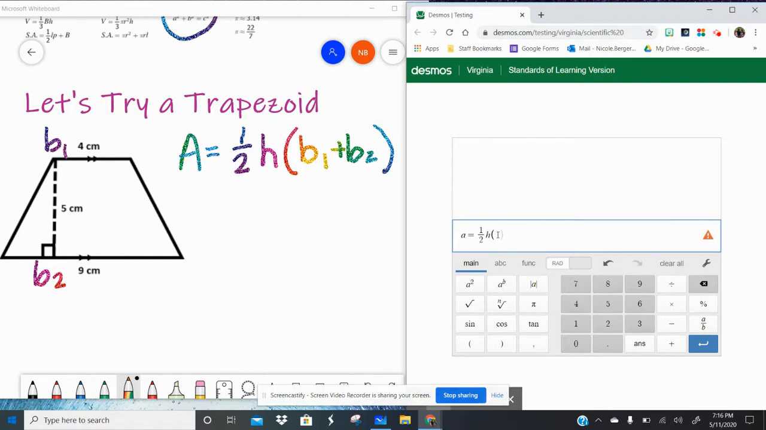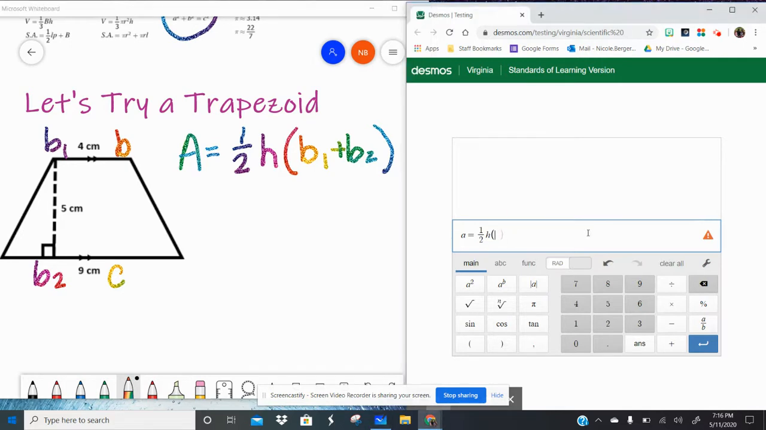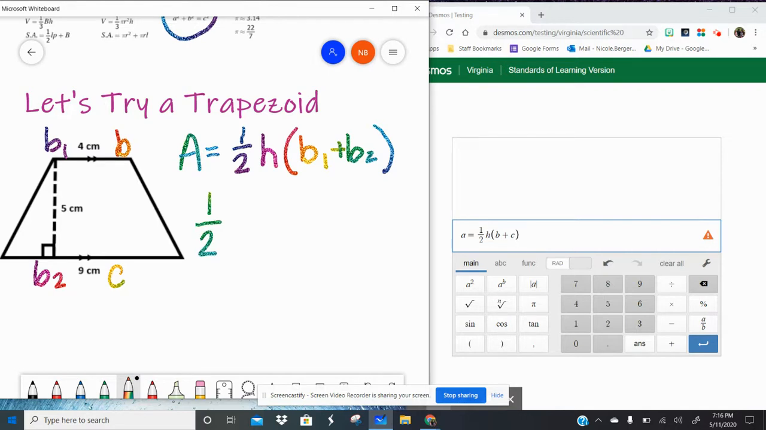Now here's where it gets tricky. I can't type in B1 and B2. So I'm going to make this one B and I'm going to make this one C, right? It doesn't really matter, but I'm going to make them two different variables. So over here on my calculator, I'm going to do B for B1 plus C for B2. So if I were to work this out longhand, I rewrite the formula and I plug in what I know. 1/2, the height is 5, parentheses, B1 was 4, plus B2 was 9. And then I can use order of operations to work this out fully and solve.